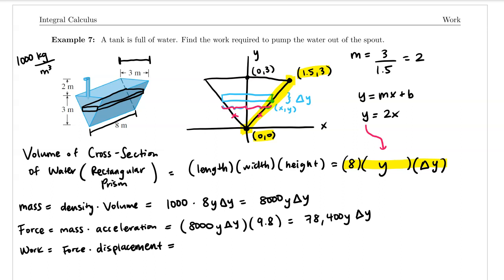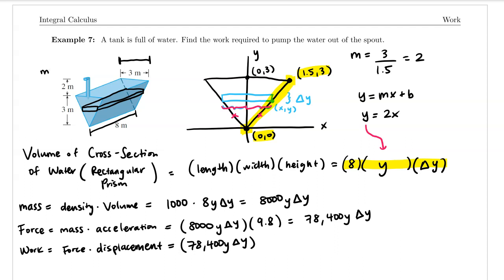So our force is the thing that we just calculated, 78,400 y times delta y. And then we want to solve for our displacement. How much is my slice of water traveling?